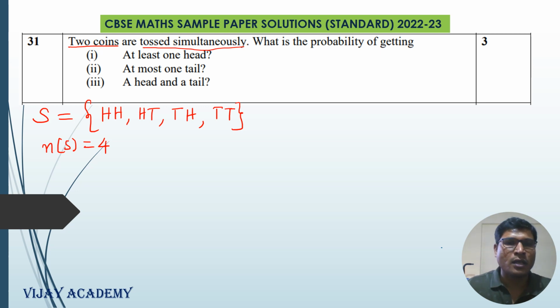Now let us find out the favorable outcomes for at least one head. So the outcomes favorable to at least one head are the outcomes containing one head or more than one head. So let us write the outcomes containing one head and more than one head, that is head tail, then tail head, and head and head. So there are three outcomes containing one or more than one head. So the number of favorable outcomes is n(E) equals 3.